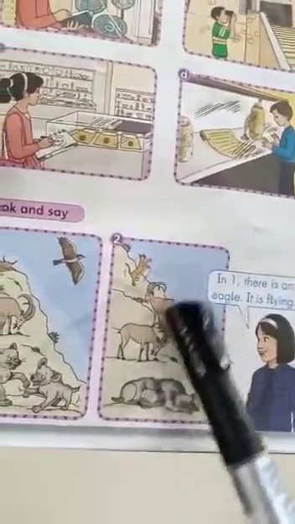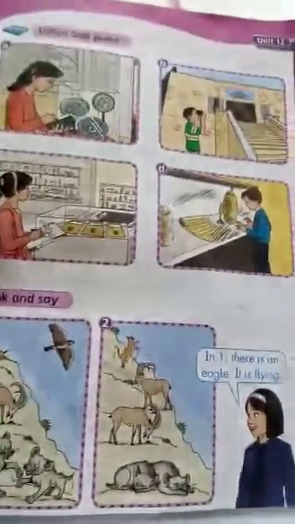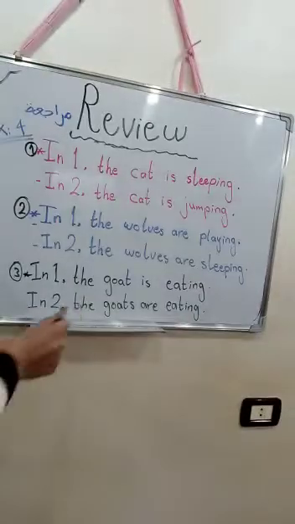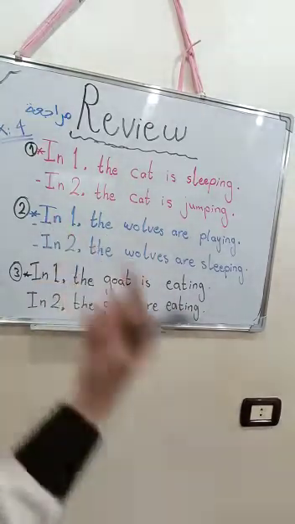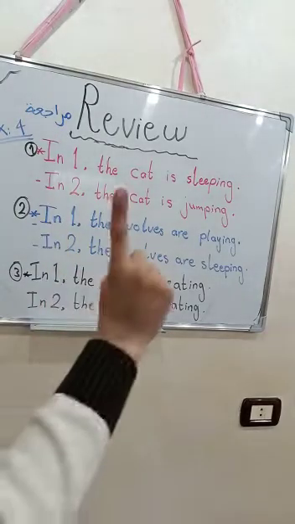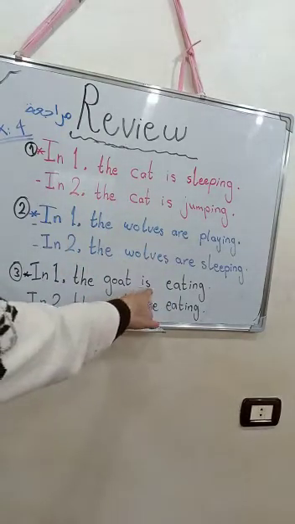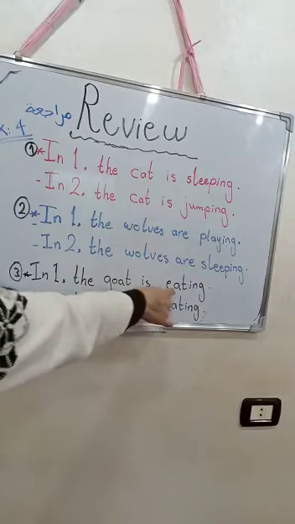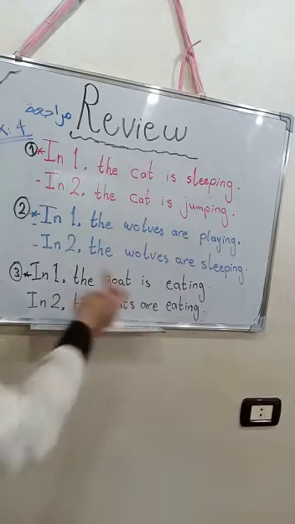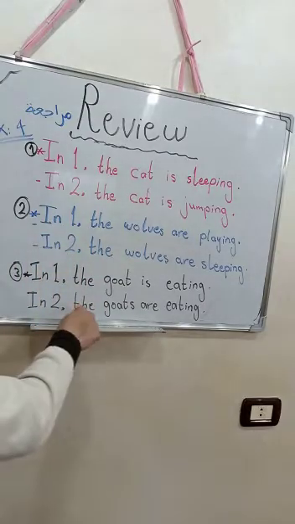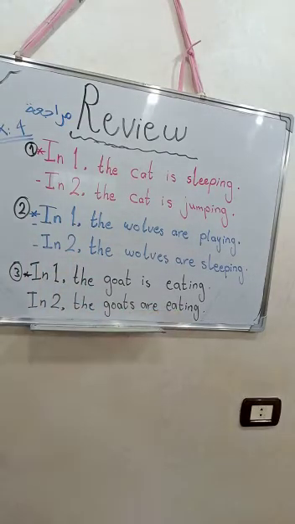In picture 2, there are 2 goats. So you have to use are. The goats are eating. Here I am talking about one goat, so I have to use is. The goat is eating. In picture 2, the goats, I am talking about 2 goats. The goats are eating.